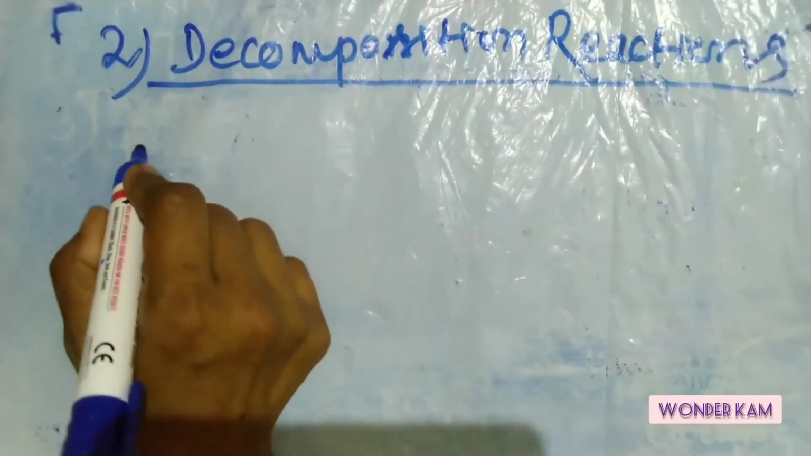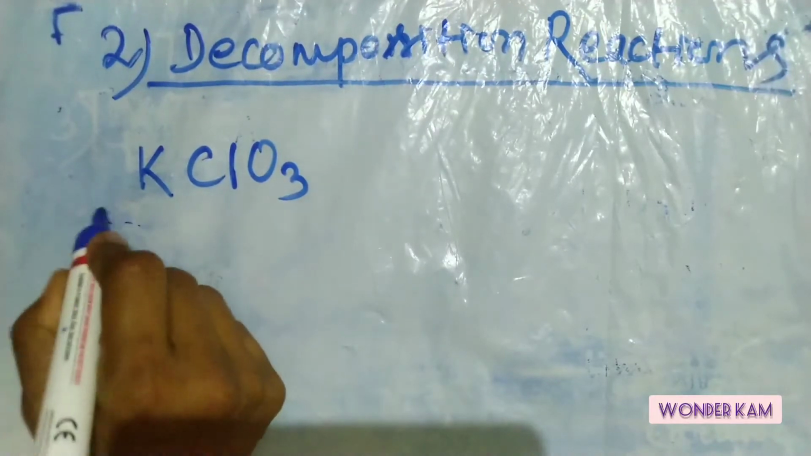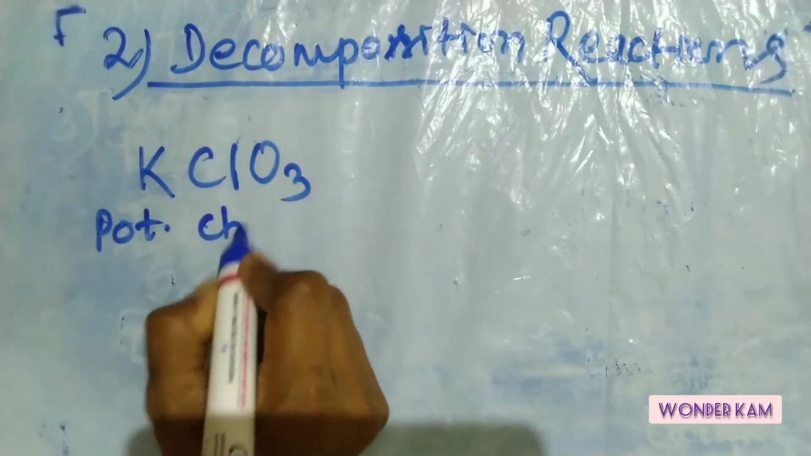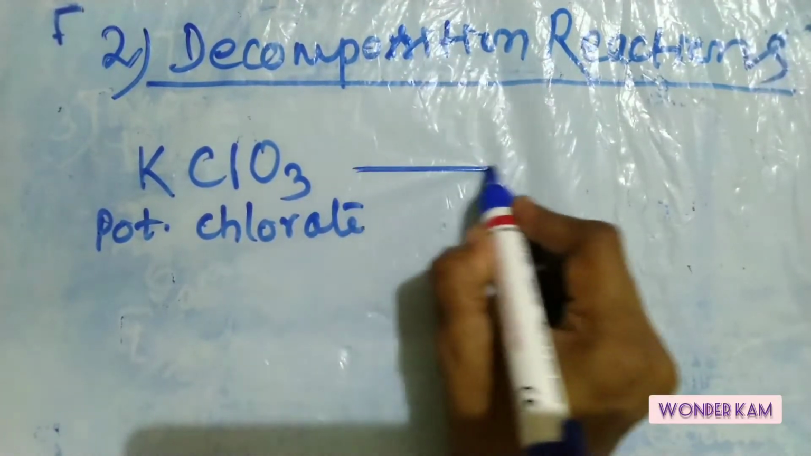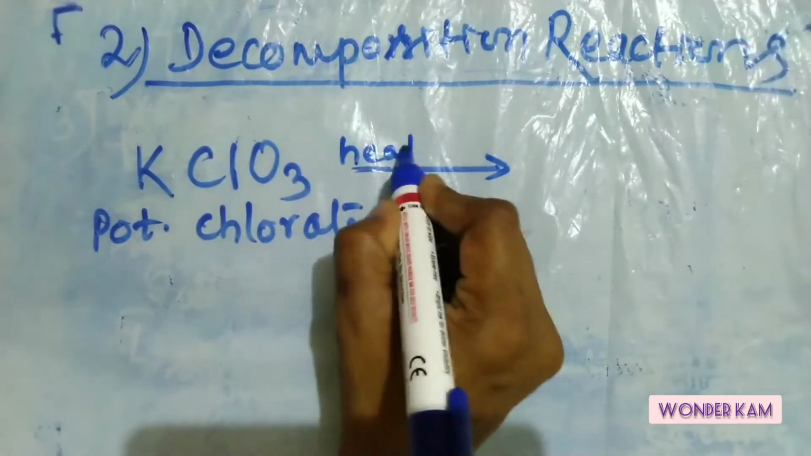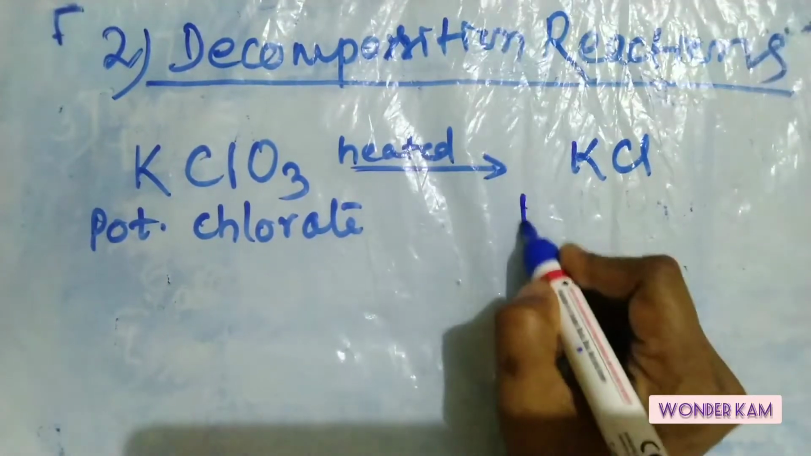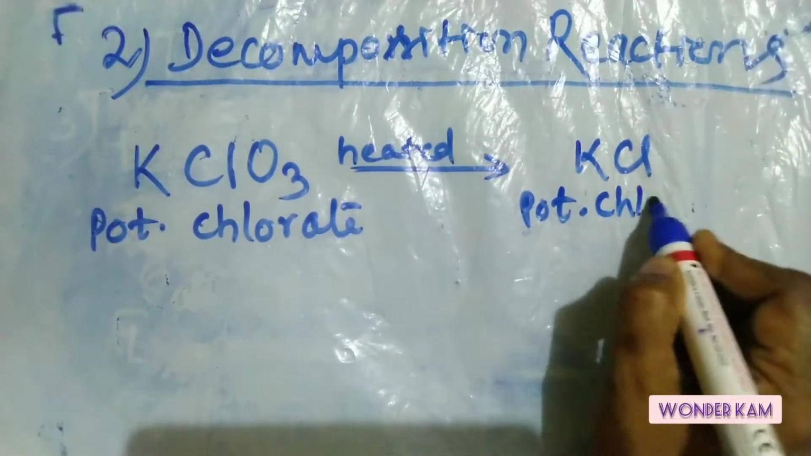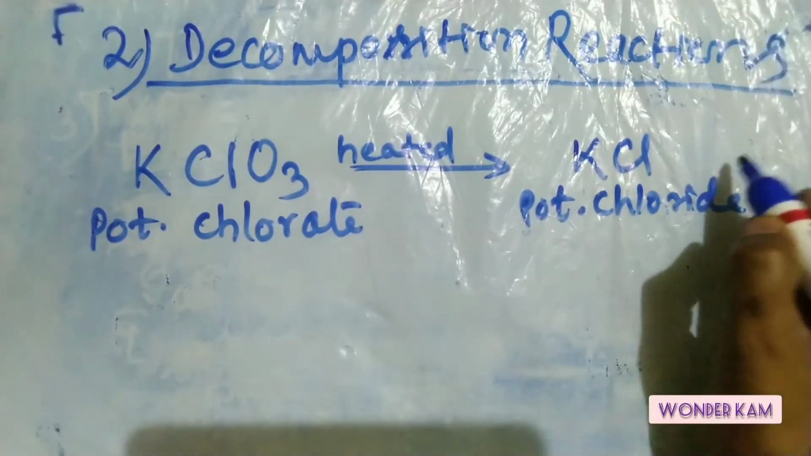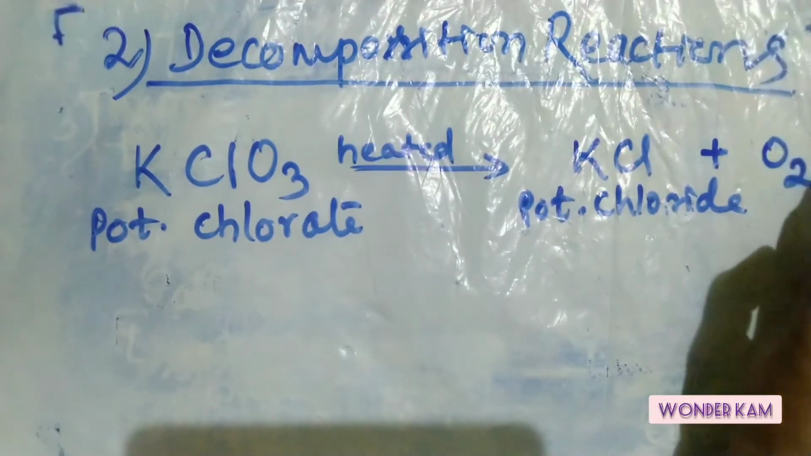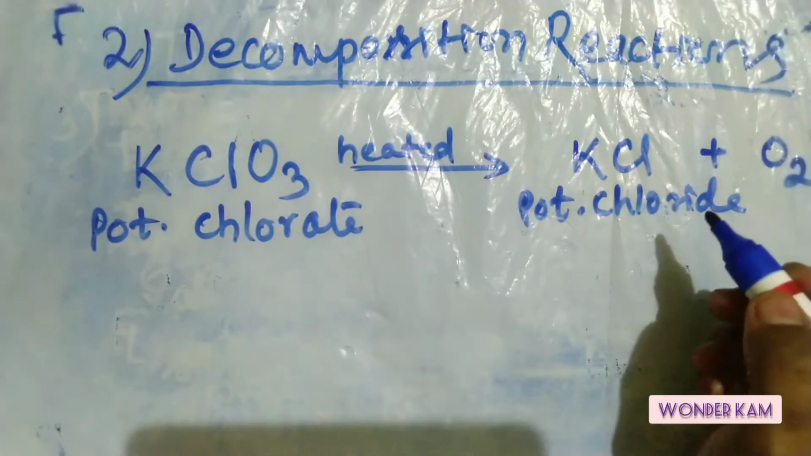Another is the decomposition of potassium chlorate. This is your potassium chlorate. When it is heated, it decomposes, breaking down to give potassium chloride. You should remember this is chlorate and this is chloride, plus your oxygen. I use the arrow mark for the gas. Now we need to balance the equation.